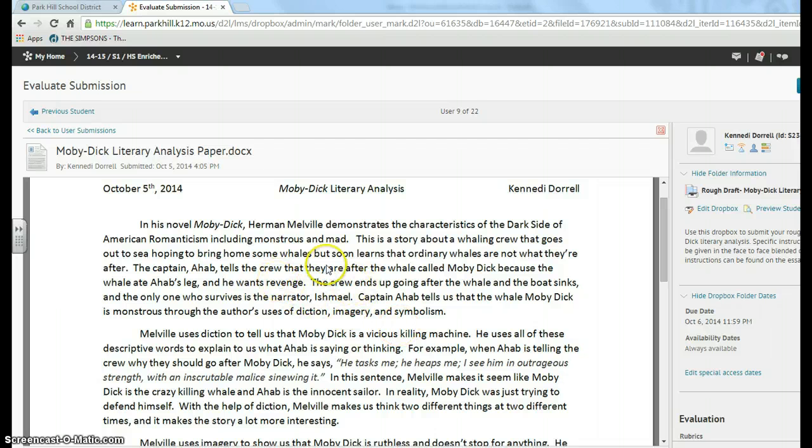So we want to somehow mention the author, or Melville, one more time, because it's actually him who tells us how Captain Ahab feels about Moby Dick using these three types of literary elements. So something like, I said, throughout the novel, Melville shows the reader Captain Ahab's feeling that the white whale Moby Dick is evil and monstrous through his use of diction, imagery, and symbolism.